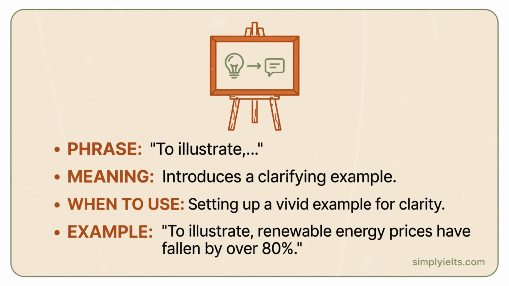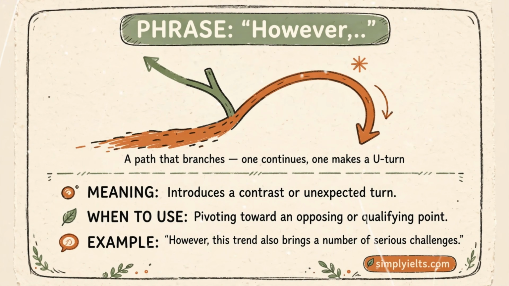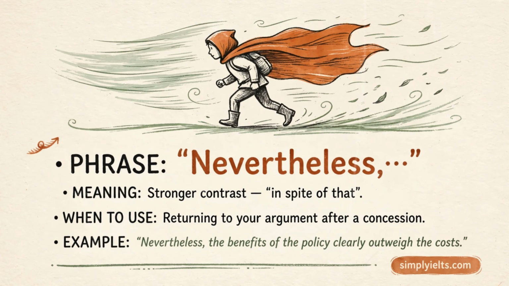When you need to set up a vivid example for clarity, use to illustrate. For example, to illustrate, renewable energy prices have fallen by over 80%. Finally, use however to pivot toward an opposing or qualifying point. For example, however, this trend also brings a number of serious challenges. Use nevertheless to offer a stronger contrast, signaling you are returning to your main argument after acknowledging a concession. For example, nevertheless, the benefits of the policy clearly outweigh the costs.